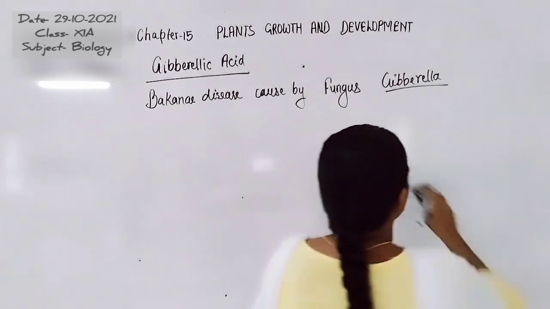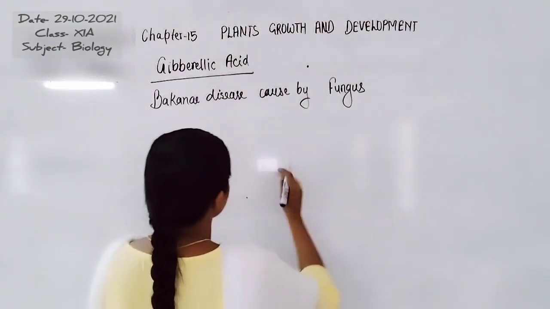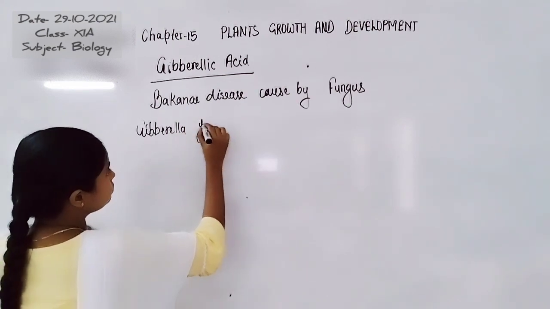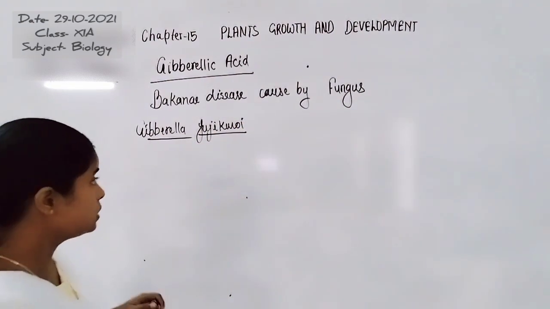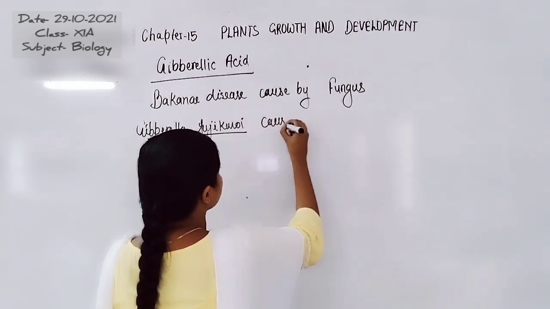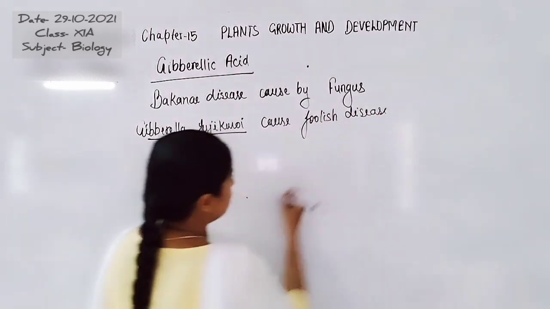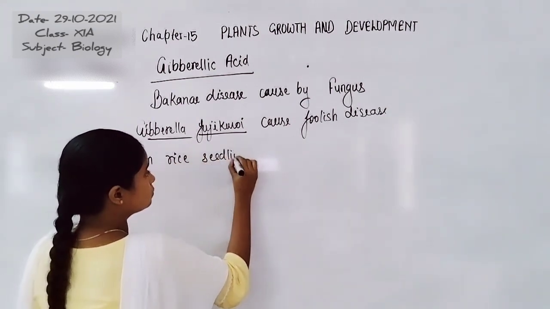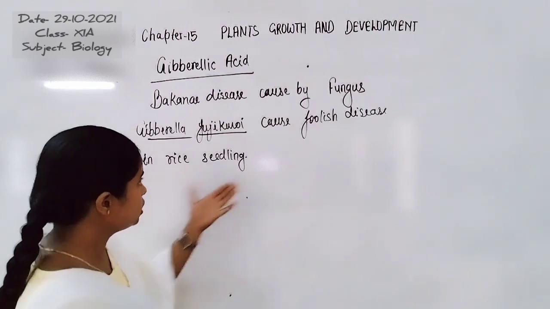Gibberella fujikuroi is a fungus which causes disease in rice seedlings, causing foolish seedling disease in rice.